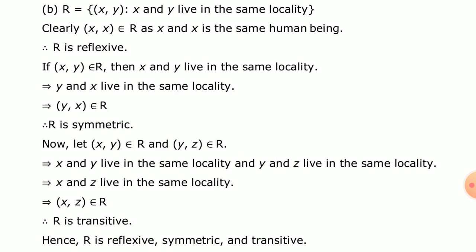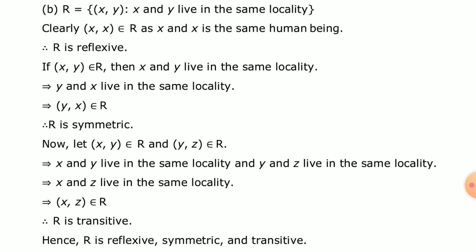Next, R is equal to the ordered pairs (x,y) where x and y live in the same locality. Clearly (x,x) belongs to R, as x and x are the same human being, therefore R is reflexive. Next, if (x,y) belongs to R, then x and y live in the same locality, so y and x live in the same locality. So (y,x) belongs to R, and therefore R is a symmetric relation.